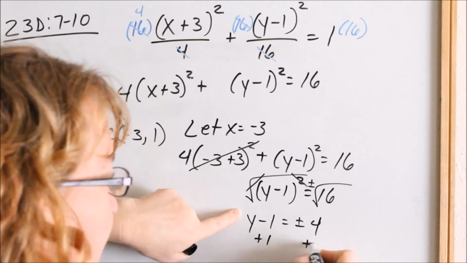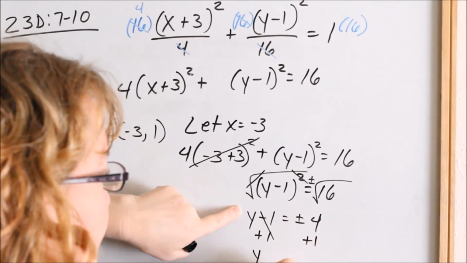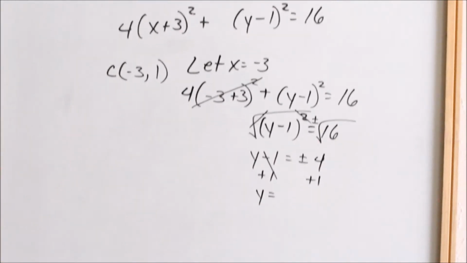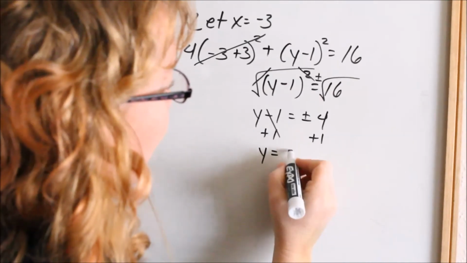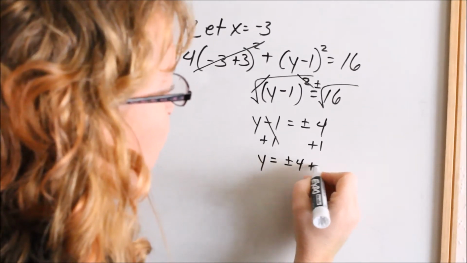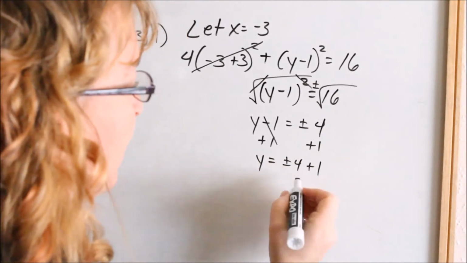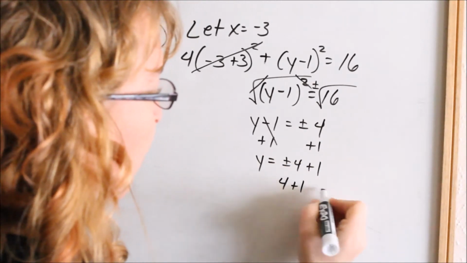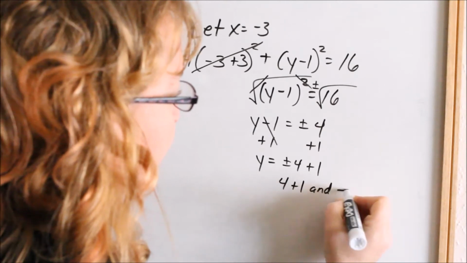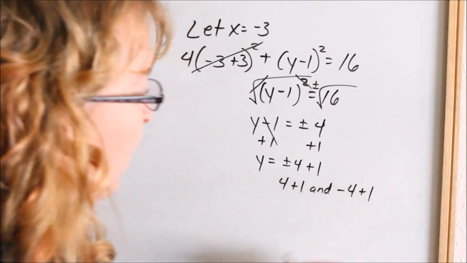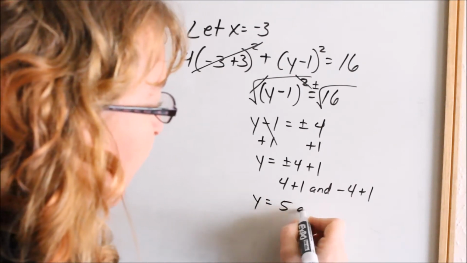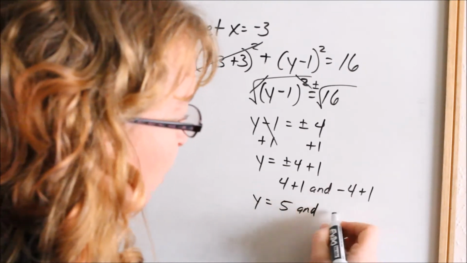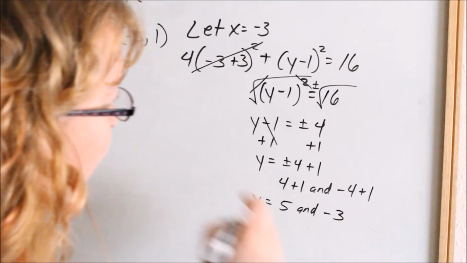Add your 1 to the other side. Okay, so then we have plus or minus 4 plus 1. What does that mean? It means a positive 4 plus 1 and a negative 4 plus 1. So our y equals 4 plus 1 is 5, and negative 4 plus 1 is negative 3.